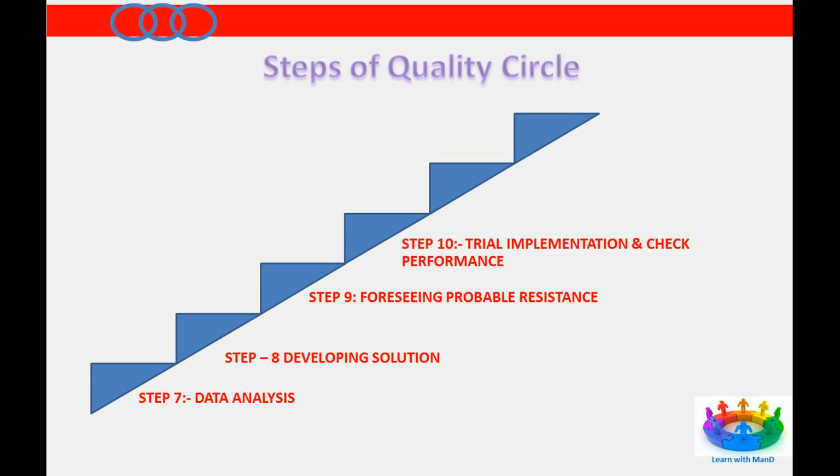10th, trial implementation and performance check. 11th is regular implementation and 12th is follow up and review. So these are the total 12 steps of quality circle. So let's understand these steps one by one in detail.